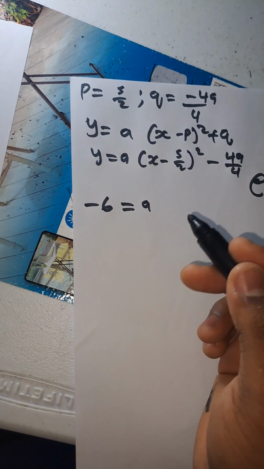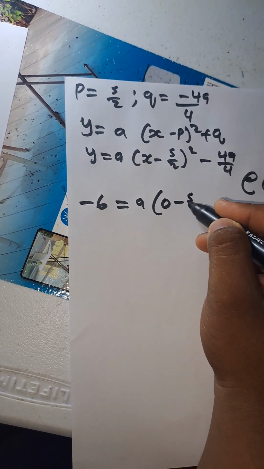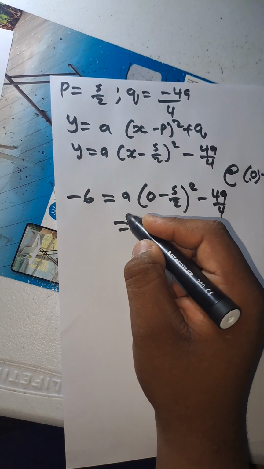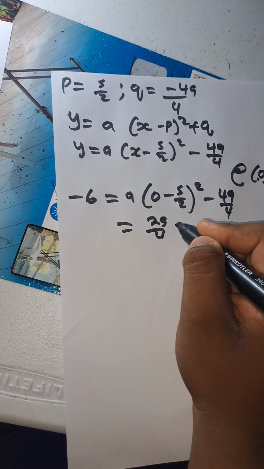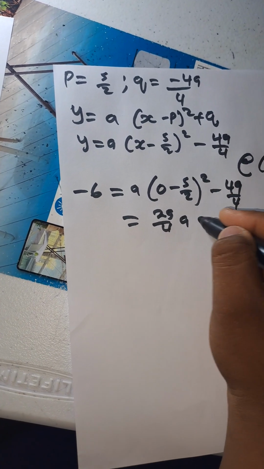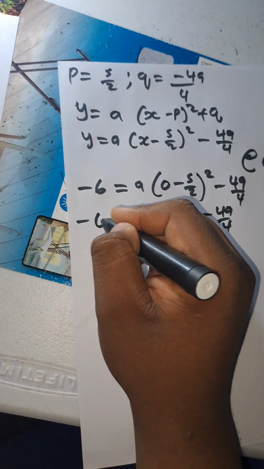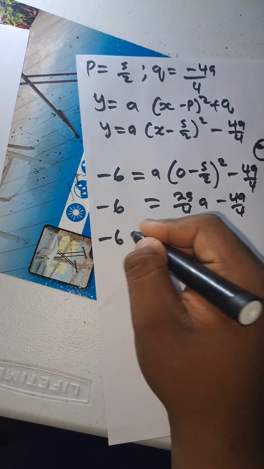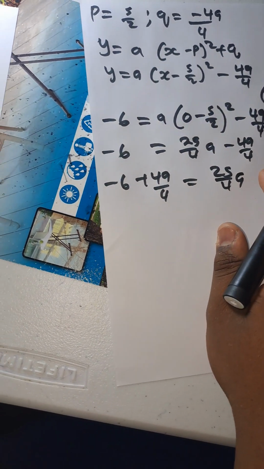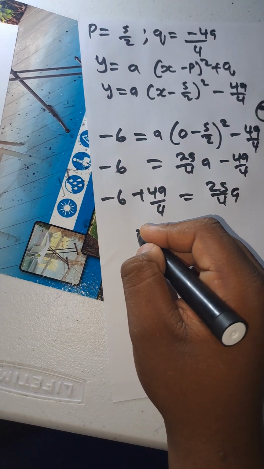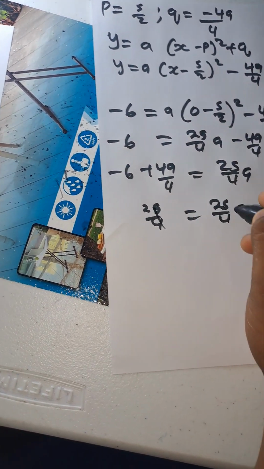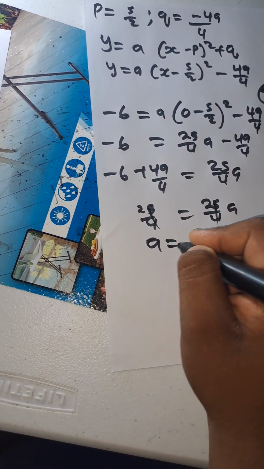and then a. Now I'm trying to find a. So where there is x, I put 0 minus 5/2, close bracket, squared, minus 49/4, and then my calculator gives me 25/4 a, and then minus 49/4, and then it's -6. Then I'll do my maths. -6 plus 49/4 is equal to 25/4 a. Okay, so this side will get 25/4, and this side is also 25/4 a, and then I'll divide both sides by 25/4. Then my a is equal to 1.